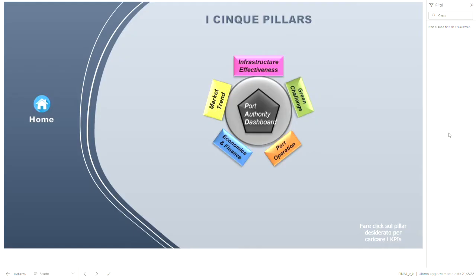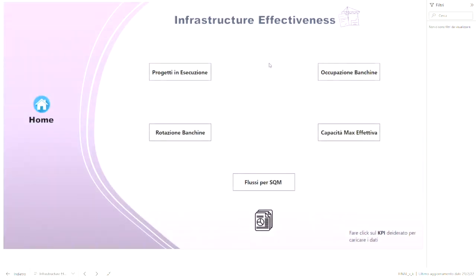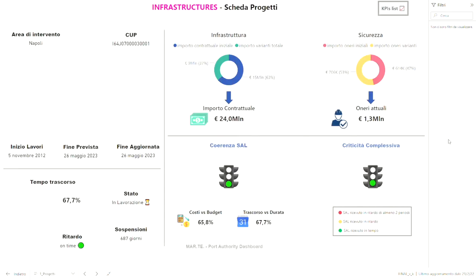Concentrating on infrastructure effectiveness, the software opens a window showing several key performance indicators: project in progress, quay occupancy, quay rotation, effective max capacity, and flows per square meters. Let's focus on project in progress due to time constraints.